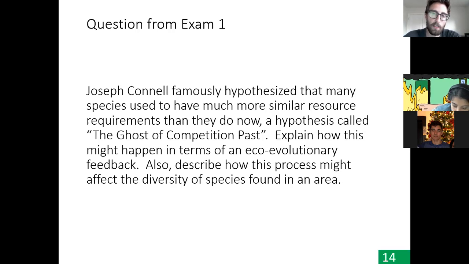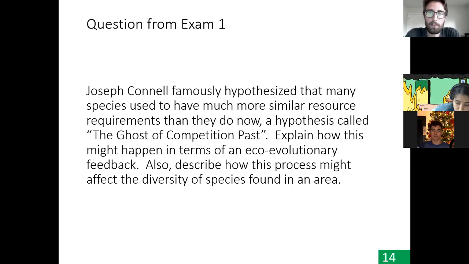Because if they're less overlapping in their resource requirements, that means they're competing less. That means their population growth is affected less. They're more successful, and so they pass on more offspring. And so they've adapted to the biotic landscape by specializing on slightly different resources. If they used to be competing more strongly, they evolved to compete less strongly.